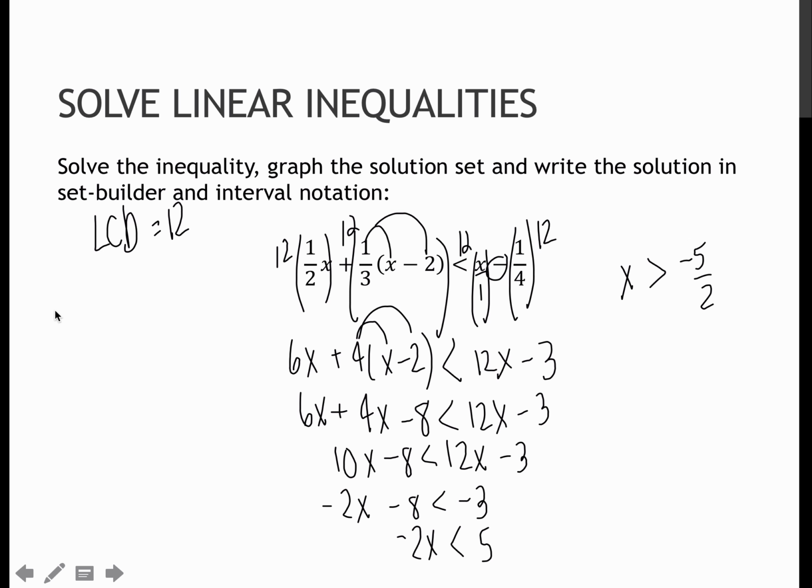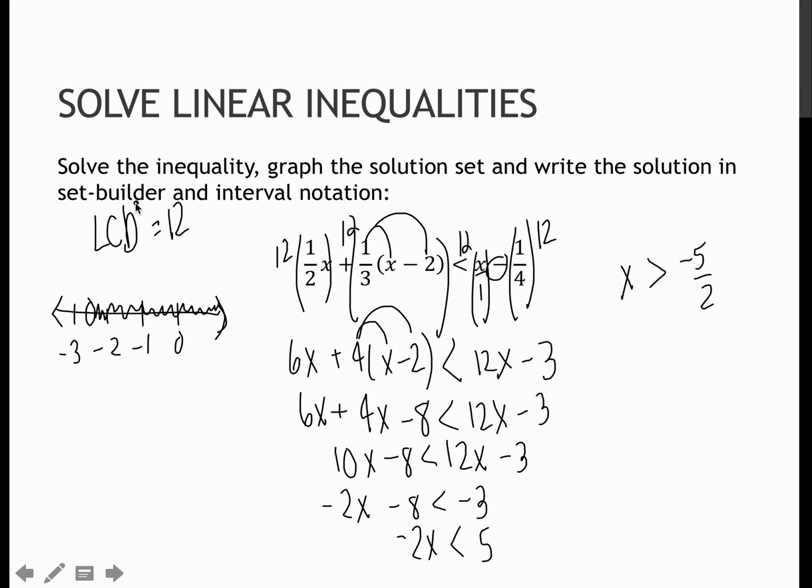To graph that solution set, negative 5/2 is between negative 2 and negative 3 because it's negative 2.5. It's an open circle. And then, of course, I'm shading all the values that are greater than that, which are to the right. So that is the graph of my solution.